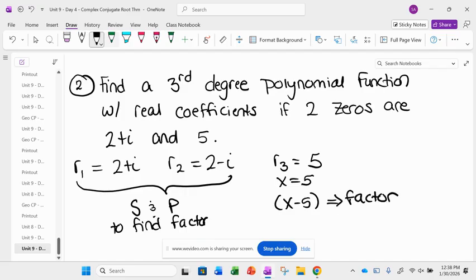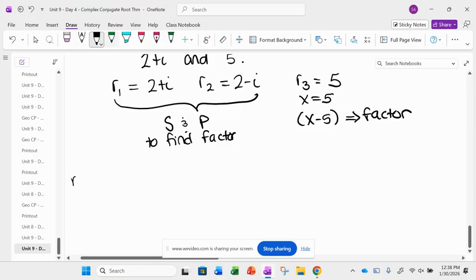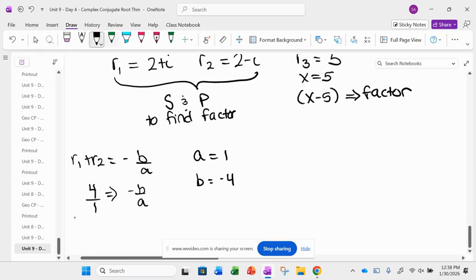So I already have this factor. So now that I know this factor, and I'm going to find this factor, what will I do once I have both factors? You got it. Multiply it out together. All right, so let's use our sum and product. So we know root 1 plus root 2 will be negative b over a. So this is just going to be 4 over 1 equals negative b over a. So our a is 1, our b is negative 4. And then the product, root 1 times root 2, is going to be c over a.